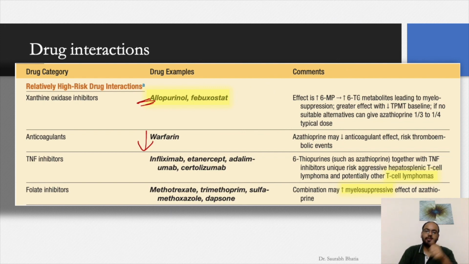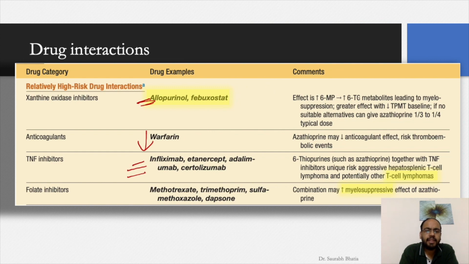So understand that if your patient is taking warfarin and you start azathioprine, the effect of warfarin will decrease. That will lead to increased risk of stroke and other thromboembolic events, and it's better to increase the dose of warfarin while the patient is taking azathioprine.